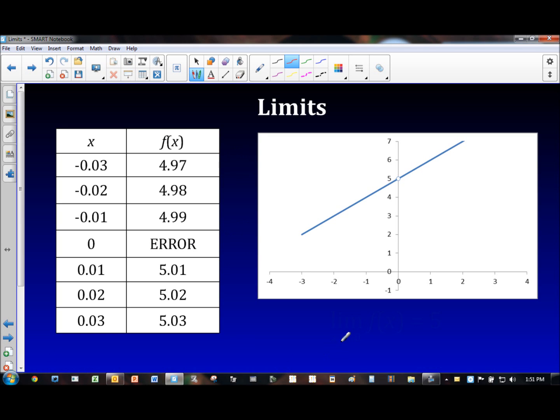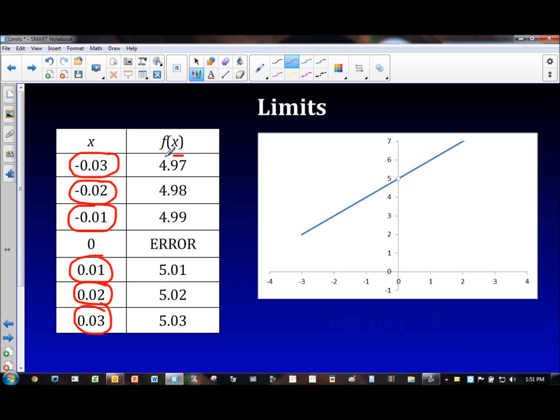All right, and this is what should have happened. We've got values that are closer and closer to 0, but just a little bit less. So we call that approaching x equals 0 from the left. And then we've got x values that are getting closer and closer to 0, but are a little bit bigger. We call that approaching 0 from the right.